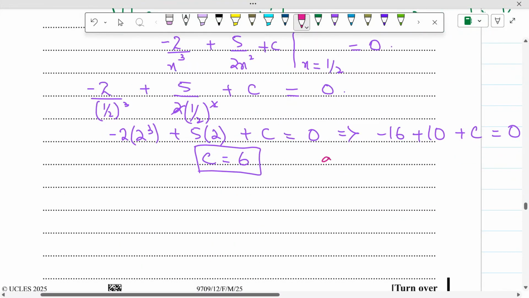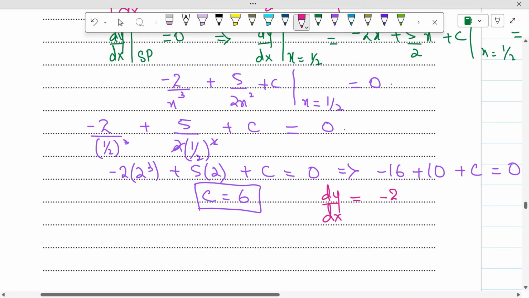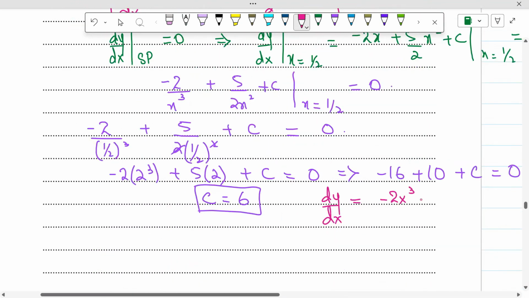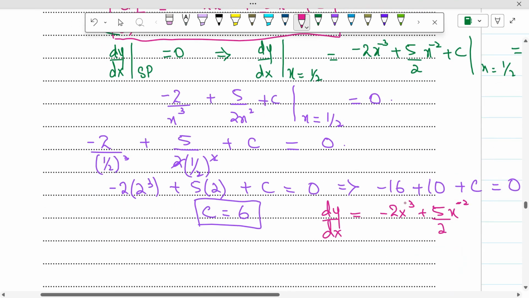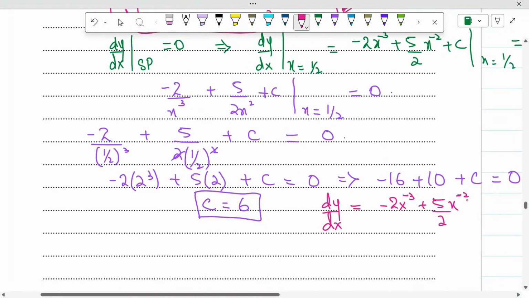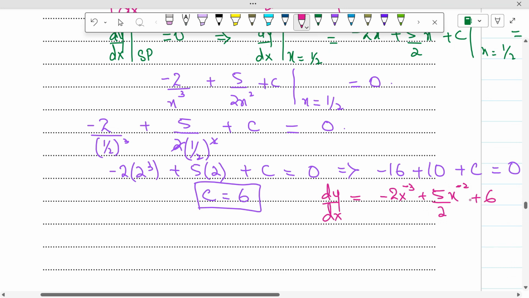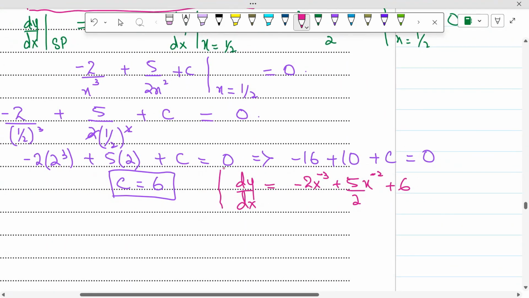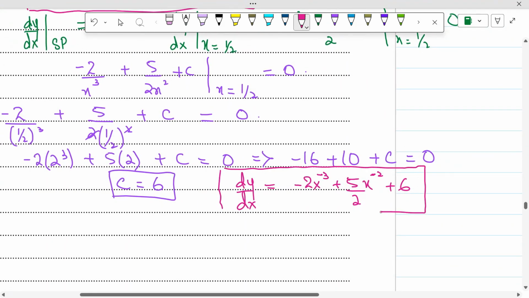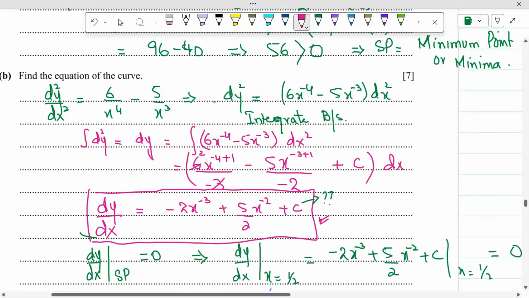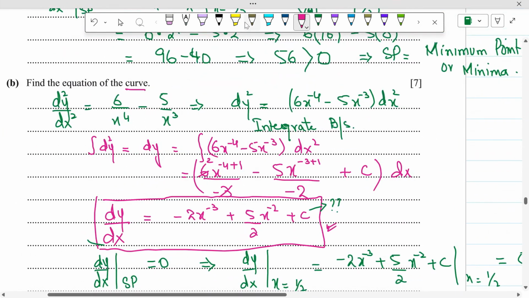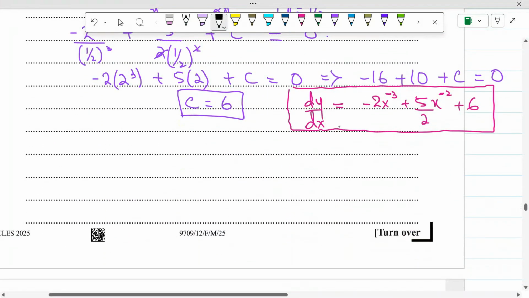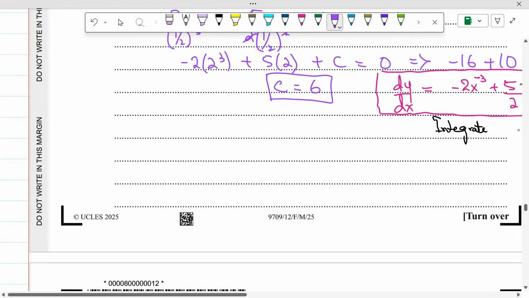So dy over dx is equal to negative 2x to the power of negative 3 plus 5 over 2x to the power of negative 2 plus c, which is 6. So this is the derivative equation of the curve. We need to find the equation of the curve, so we need to integrate this equation again to find the equation of the curve.